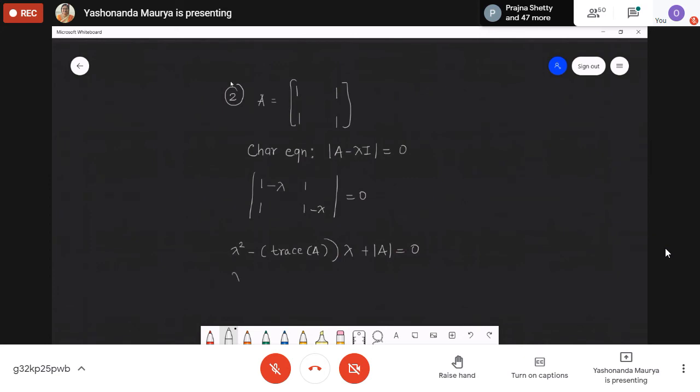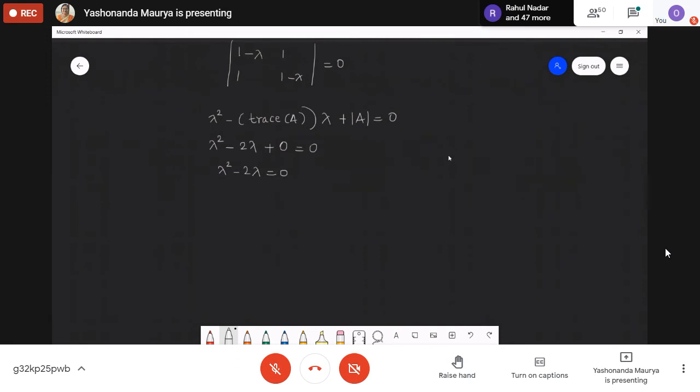So what will come here? Lambda square minus, what is the trace now? Sum of the diagonal entries, 2, so it is 2 lambda, plus the determinant. What is the determinant? 1 into 1 minus 1 into 1. Okay, so this one equation we got as lambda square minus 2 lambda is equal to 0.